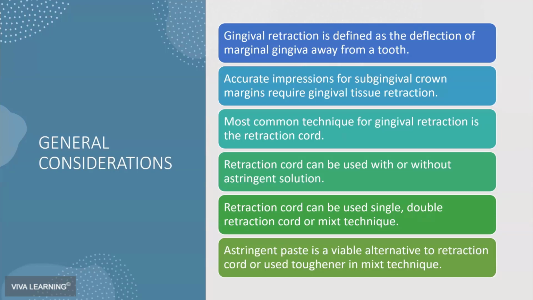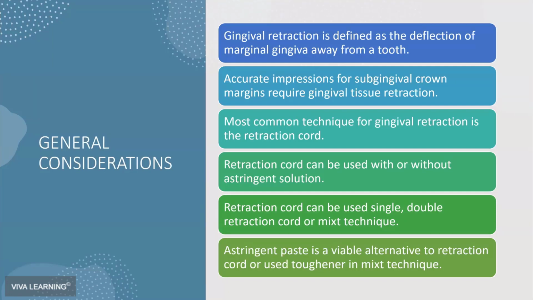Some general considerations, of course, for any subgingival crown or even for a juxta crown that is near the gingival line, you need a good retraction. The retraction cord is by far the most used material for obtaining the retraction. And you can use it with an astringent or without an astringent solution. And ideally, it's recommended to use a double cord technique.